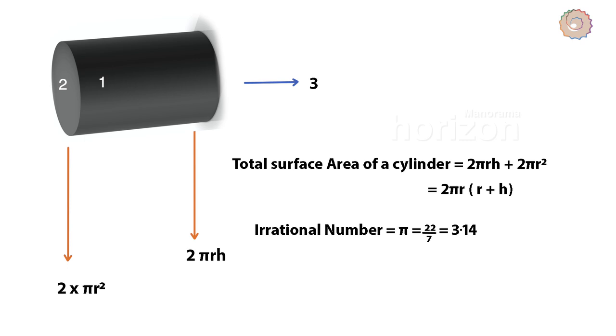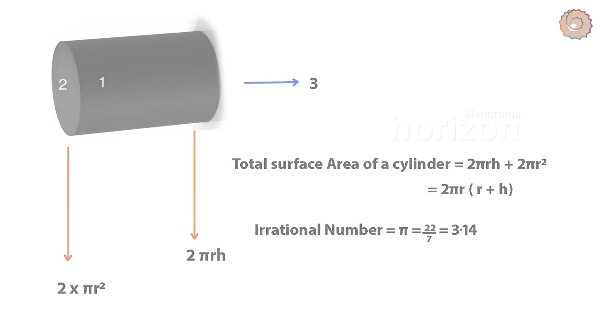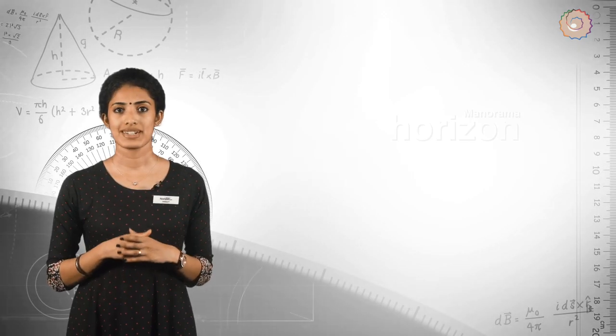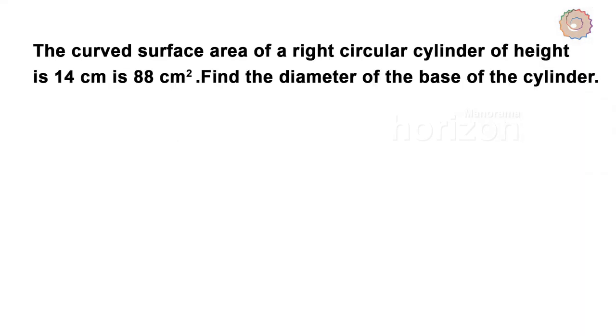Pi is an irrational number with a value of 22 by 7, which is approximately 3.14. We will be using this value frequently in our problems section. Let us now consider a problem. The curved surface area of a right circular cylinder of height 14 cm is 88 cm square. Let us find the diameter of the base of the cylinder. The solution for the same is as follows.